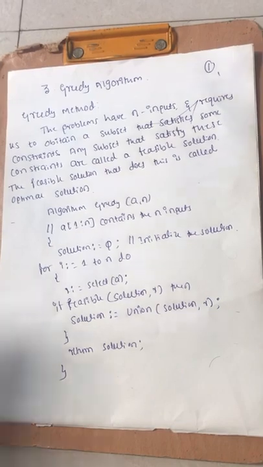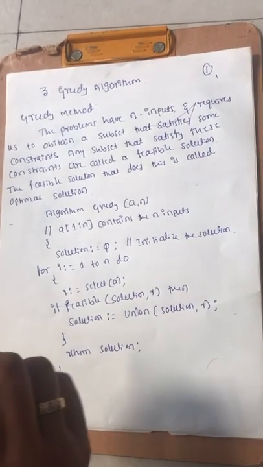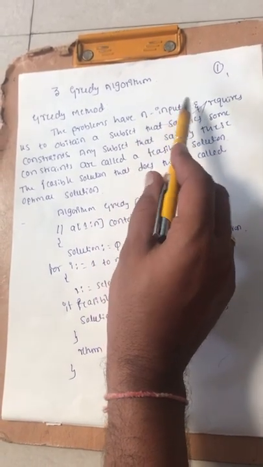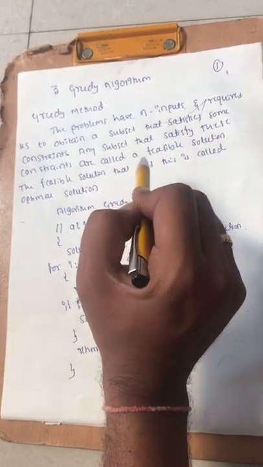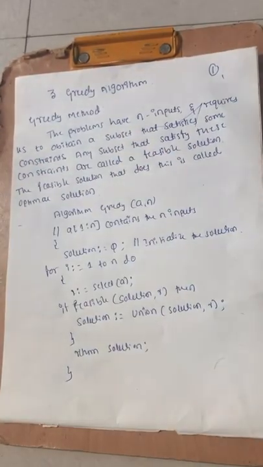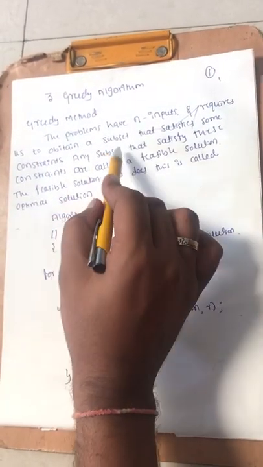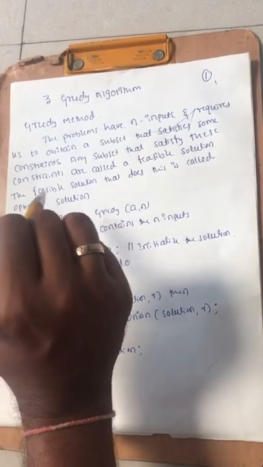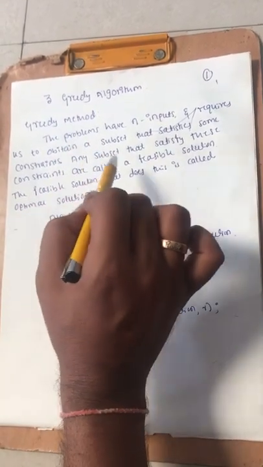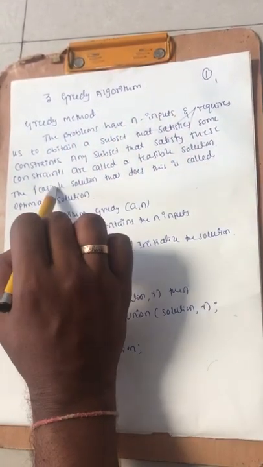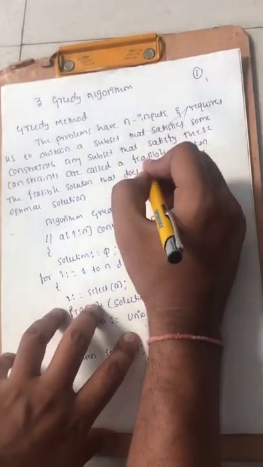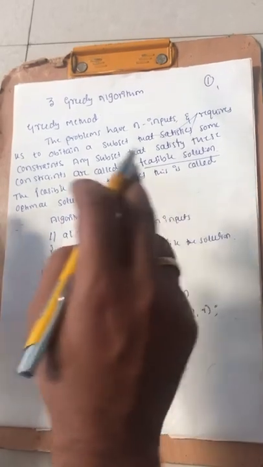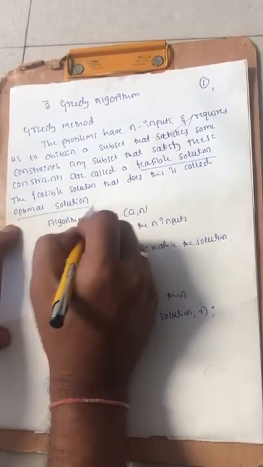But in the greedy method, the problem is going to have n number of inputs. Among these n inputs, we are going to make a subset of the inputs. This subset should satisfy some constraint, meaning some condition. Any subset that satisfies these constraints is called a feasible solution. Once we find the feasible solution, it is called an optimal solution.